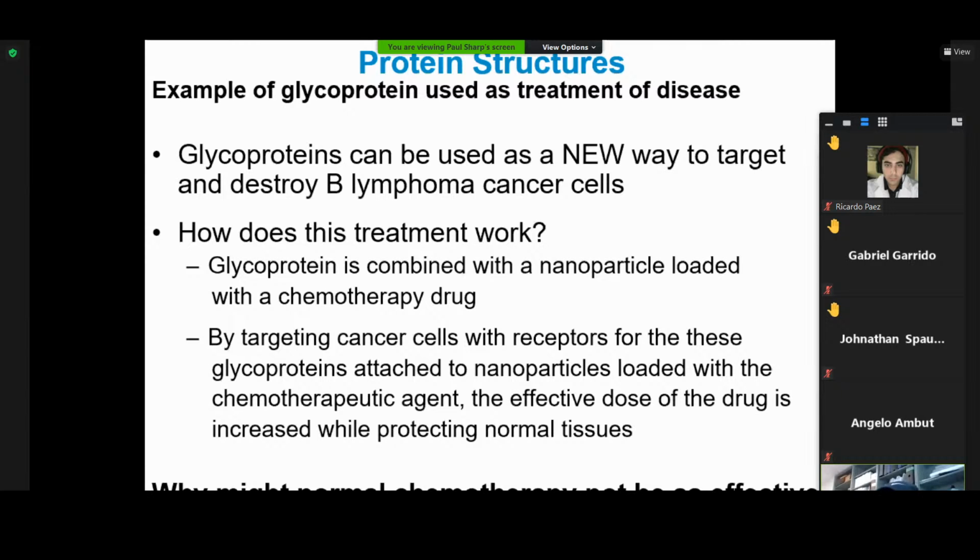Is targeted chemotherapy. It says, why might normal chemotherapy not be as effective? Because normal chemotherapy targets all rapidly dividing cells, and it does a number on the body. It devastates the body, and if we can target just the cancer cells that need to get eliminated, that is by far the best way to go.